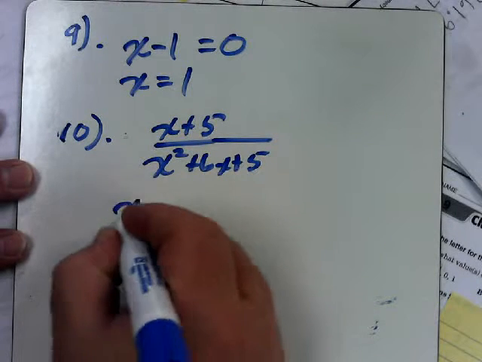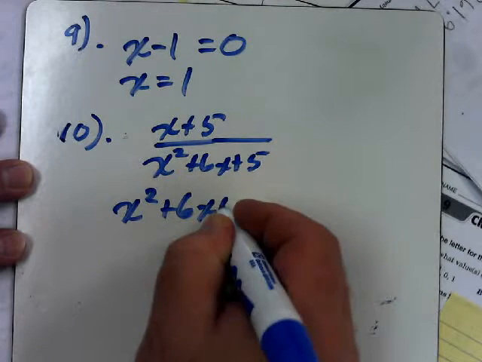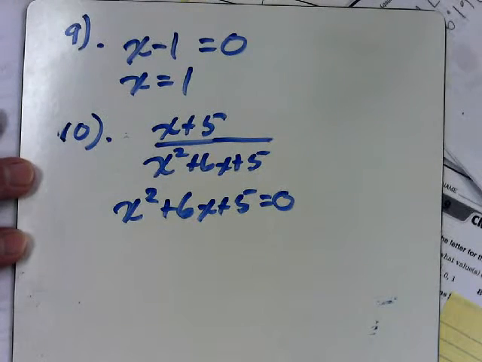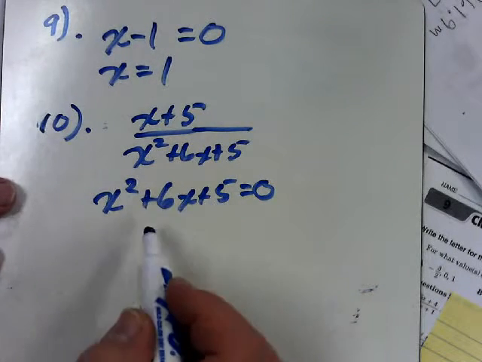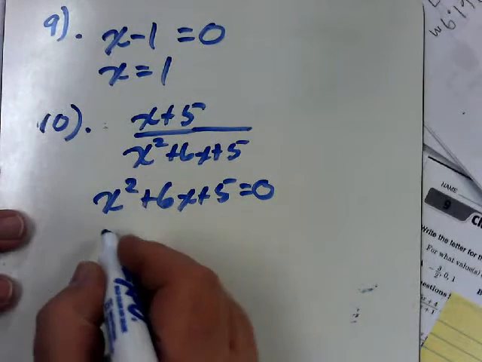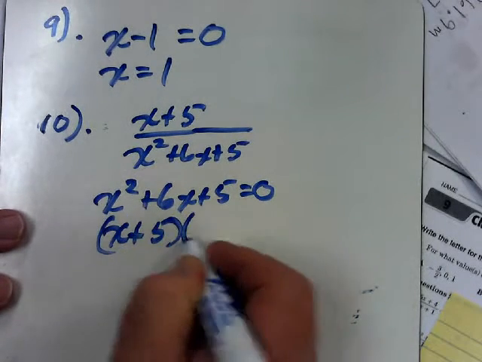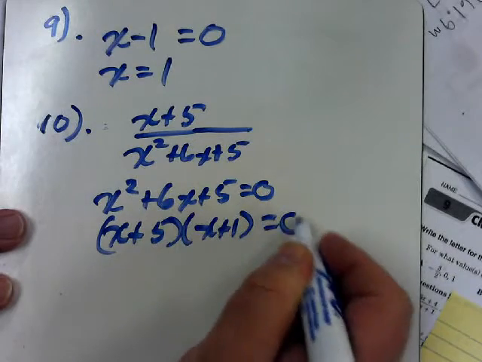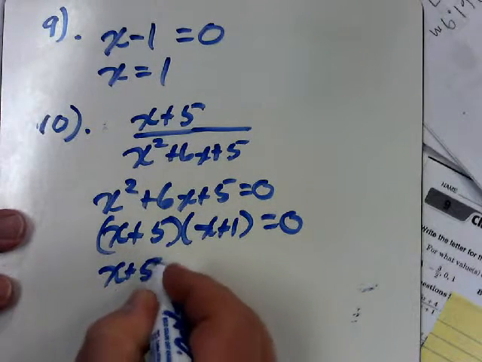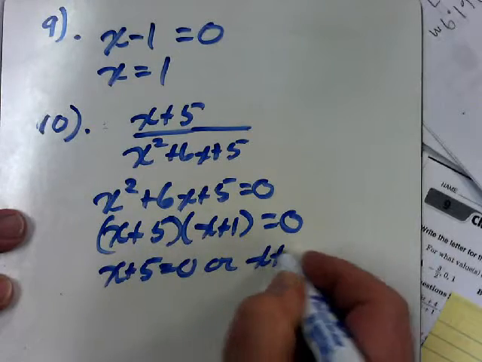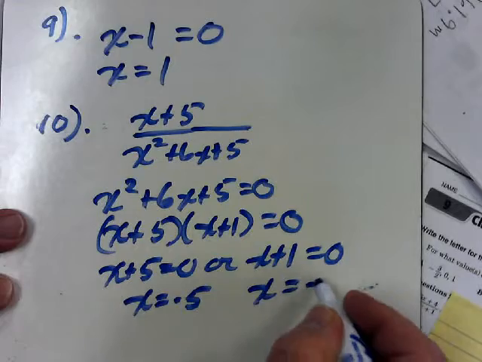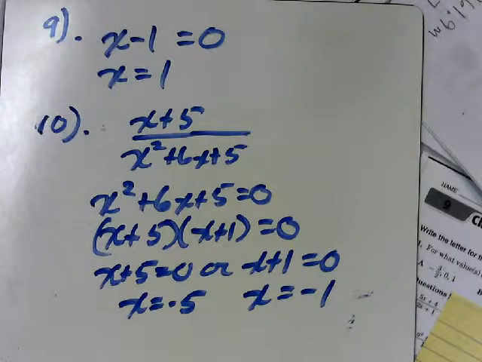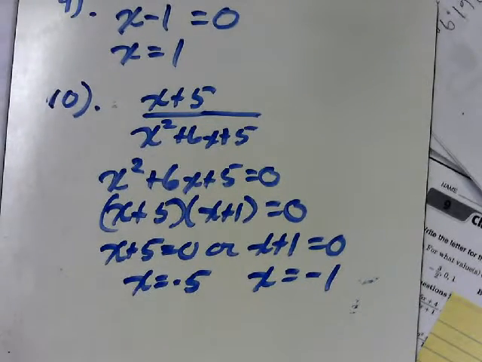Okay, set the denominator equal to 0. So that means I got a quadratic. What do I do if I have a quadratic? Factor it. What two factors of 5 will add up to 6? So x plus 5, x plus 1 will equal 0. So x plus 5 equals 0, or x plus 1 equals 0. So x equals negative 5, x equals negative 1. So those are the 2 points of discontinuity.